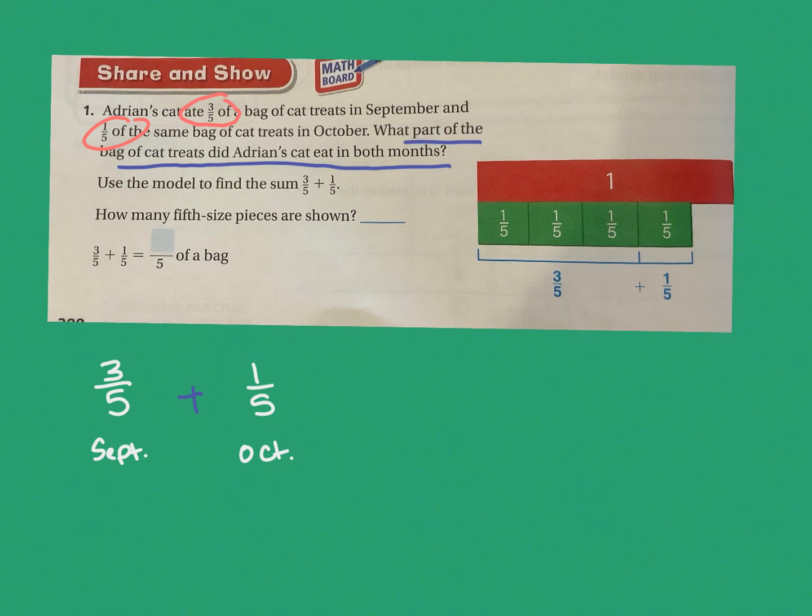And we have the model over here. We have the 3/5 that they showed, the unit fraction here, and then 1 more fifth for a total of 4 pieces that are shown. So 3/5 plus 1/5 is 4/5 of a bag. 3 plus 1 is 4. Denominator stays the same because it's still cut into those size pieces.